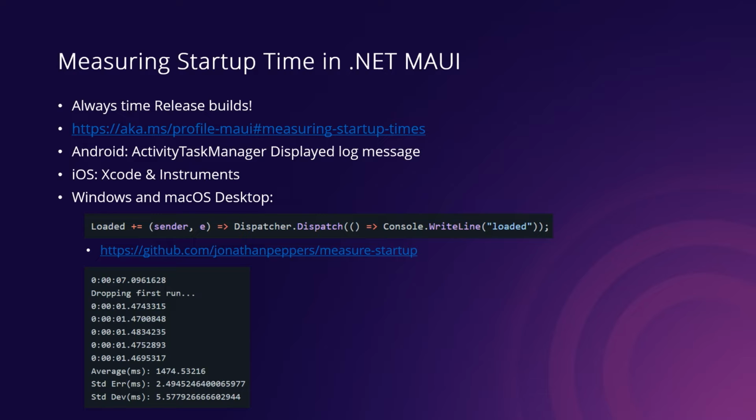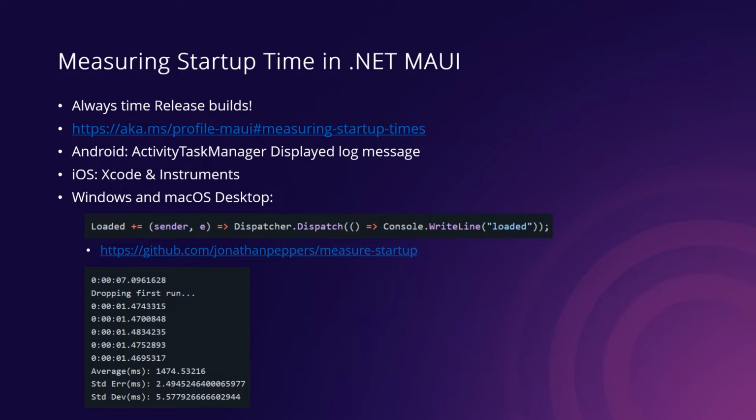That same web page, profile-maui, has a section on measuring startup times. The way you do this is completely different on each platform. Android has a log message from the activity task manager, and it prints out how long the activity took to launch. iOS has a similar log message, but you can also use Xcode and Instruments to do the same thing. And for desktop apps, it's even worse in that there is no log message that tells you how long the app took to launch.